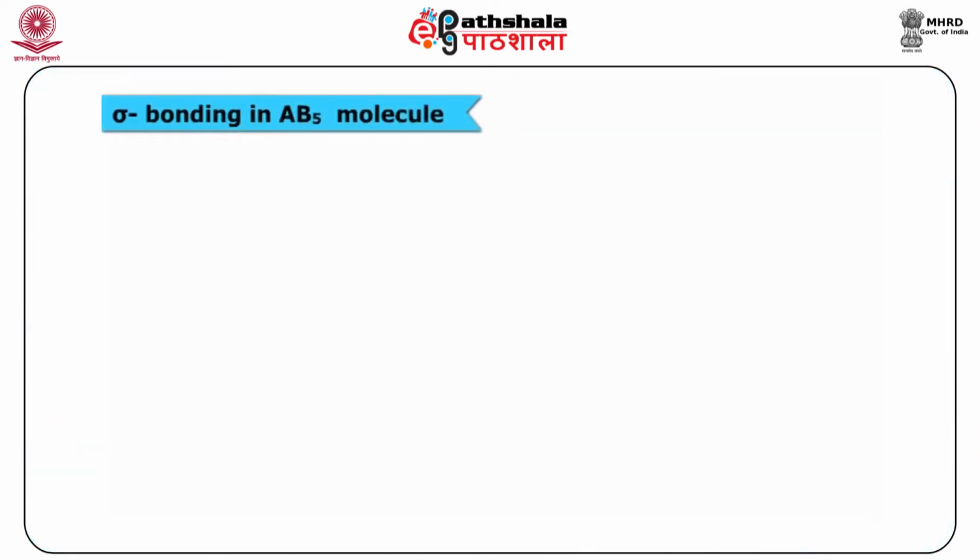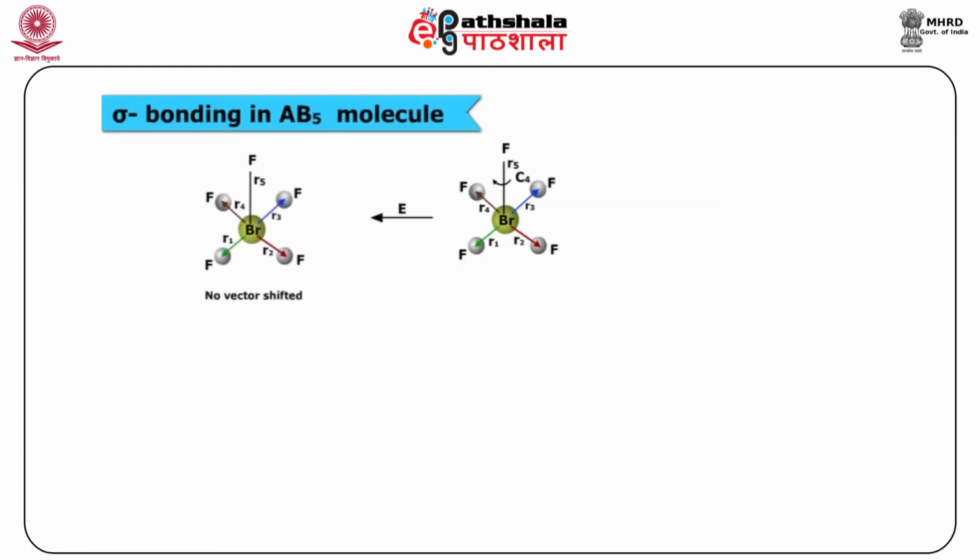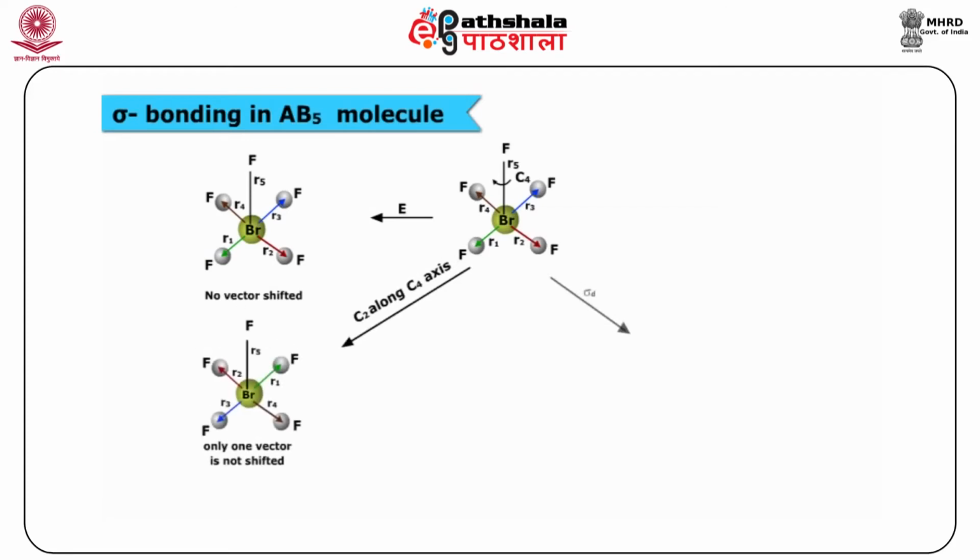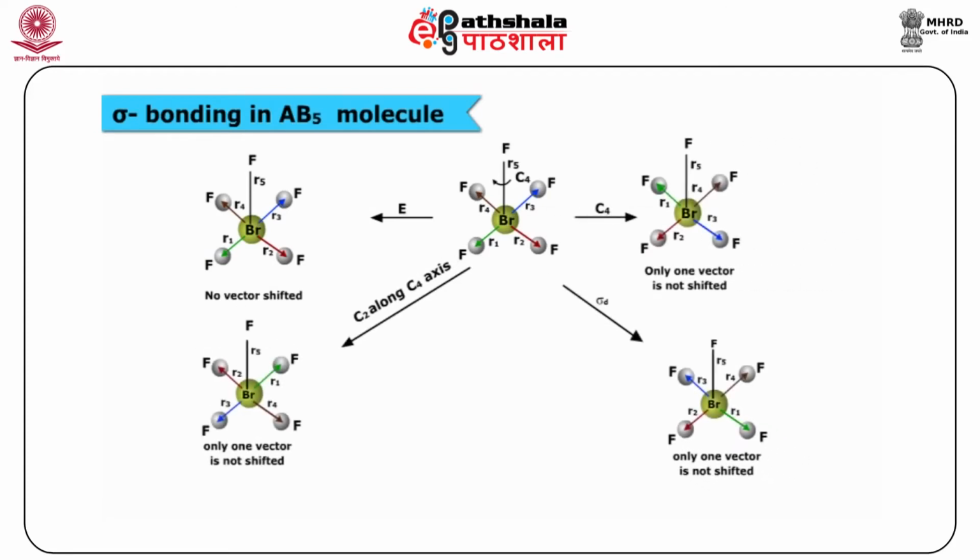Let us first see the effects of various symmetry operations of the C4v point group on these 5 BrF bond vectors. These effects are as shown here. On performing operation E, no vector is shifted. On performing C2, sigma d and C4 operations, only one vector is not shifted. And on performing the sigma v operation, only 3 vectors are not shifted.